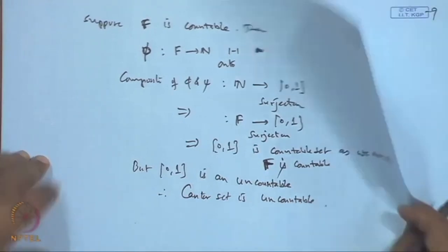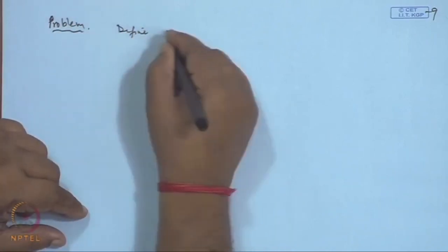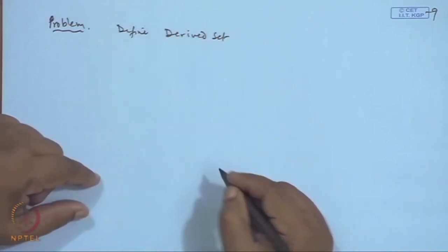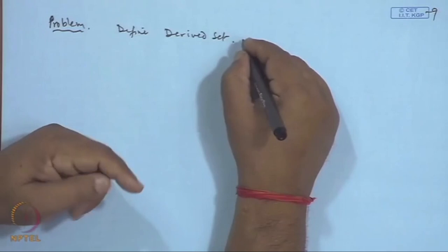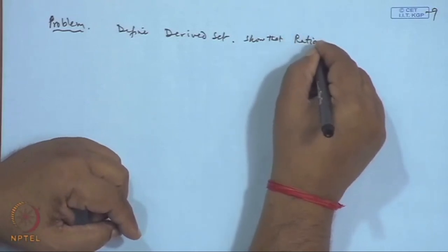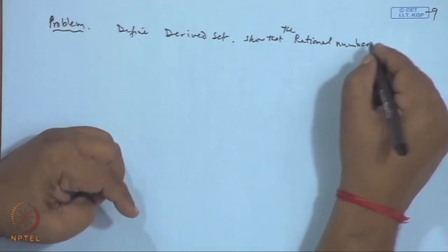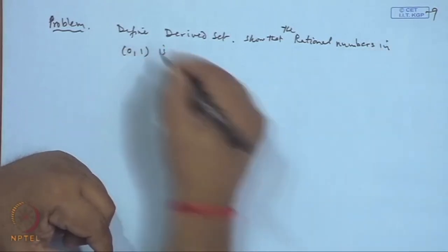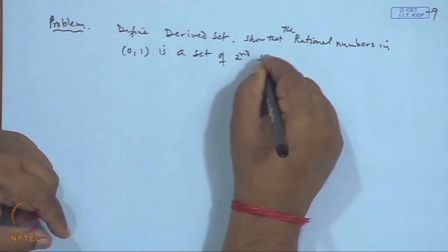Okay, so this is what we have. Now another example which we want to show. Define the derived set, and show that the set of rational numbers in the interval (0,1) is a set of second species.